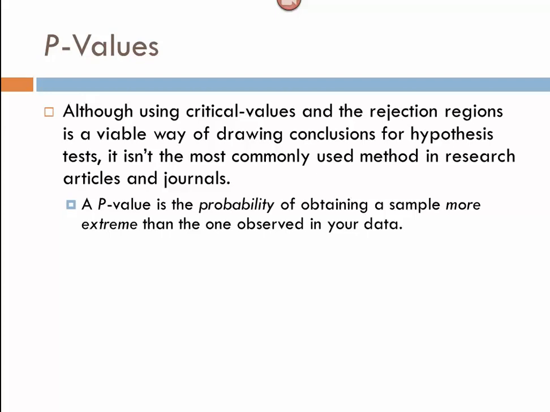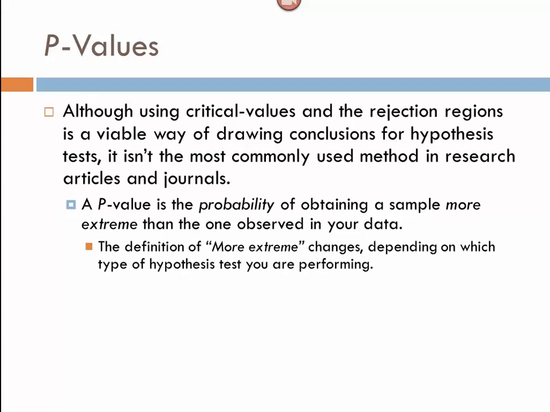The p-value is the probability of obtaining the sample that we got, or something more extreme than what we got. And of course, the idea of more extreme changes depending on which type of hypothesis you're performing. But in general, the more extreme area will always be the area to the nearest tail.